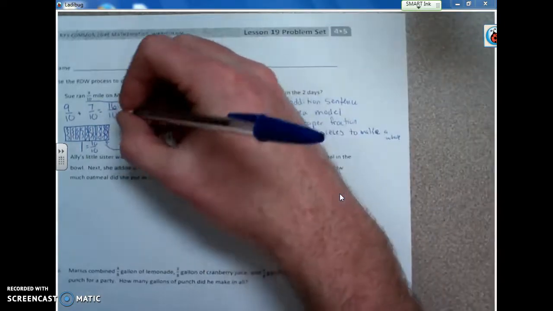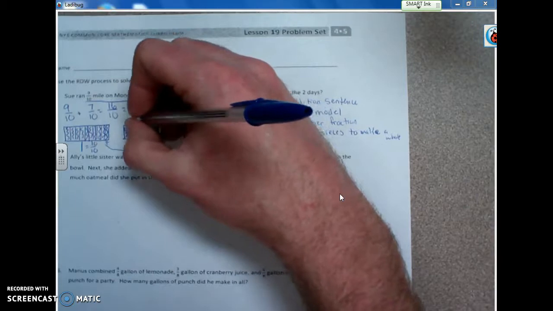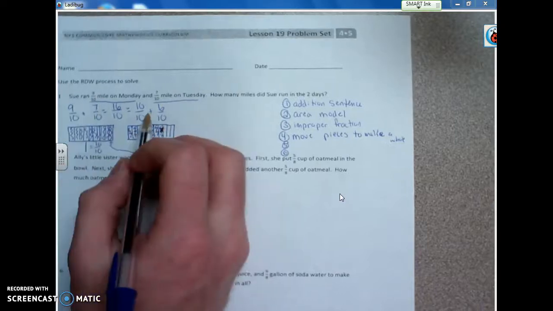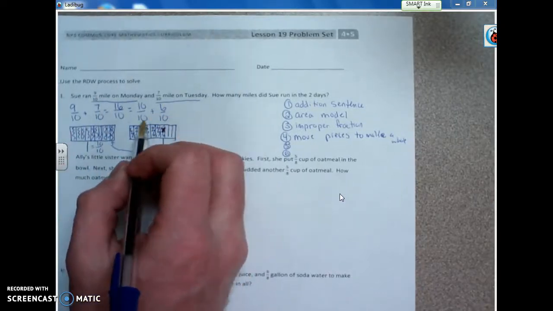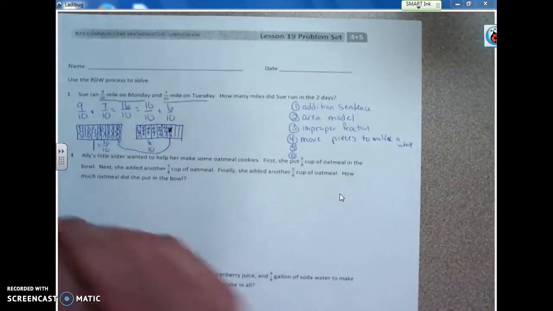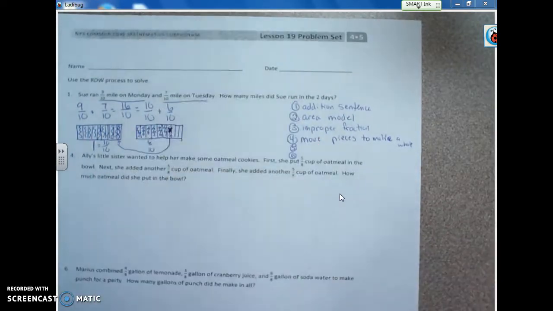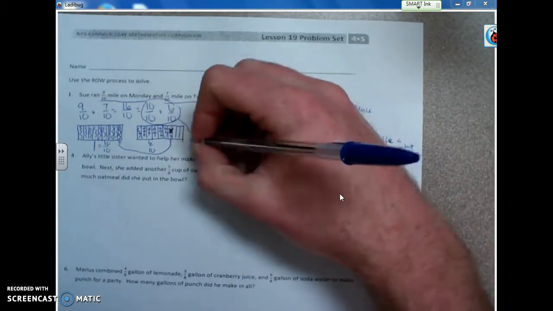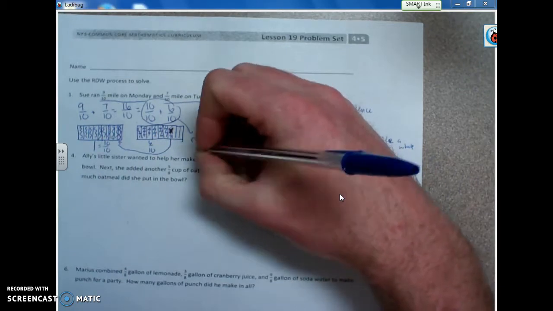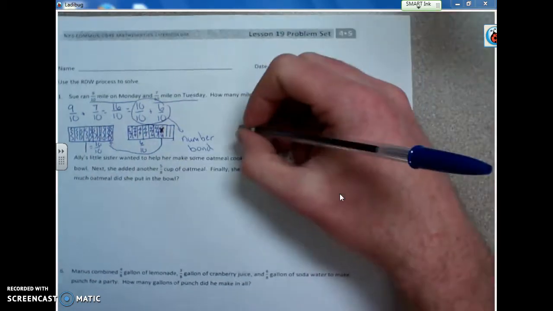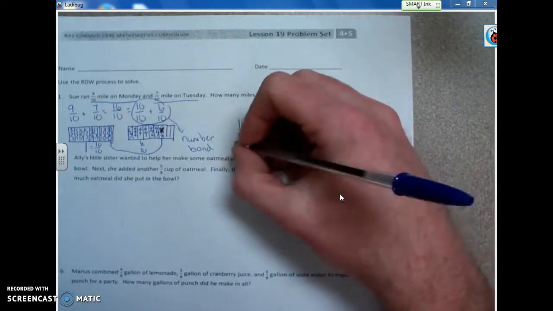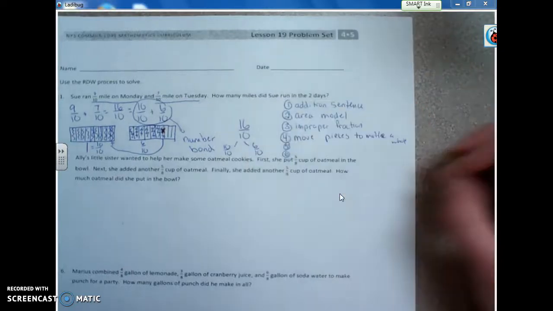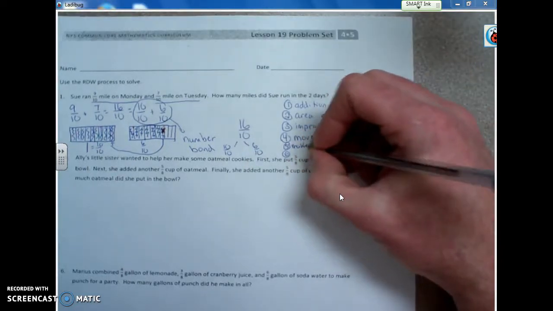So this 16/10 is worth 10/10 plus 6/10. See how I moved one of my tenths over here? That's what I did to my fractions. One of my tenths went from here to here, so now I have 6/10 left. This part right here is called a number bond. I have 16/10 and I'm splitting it into 10/10 and 6/10.